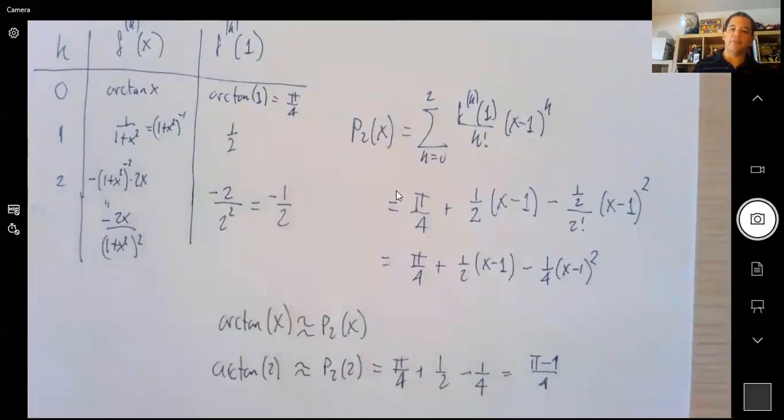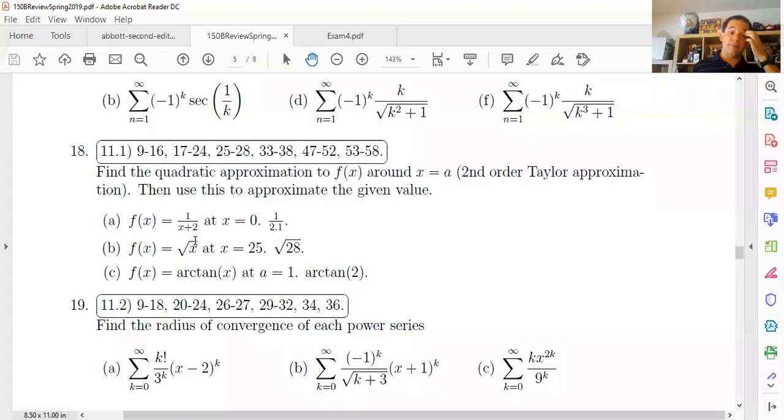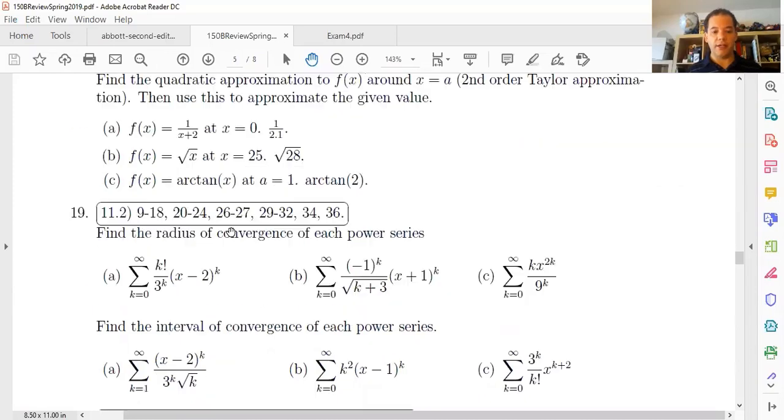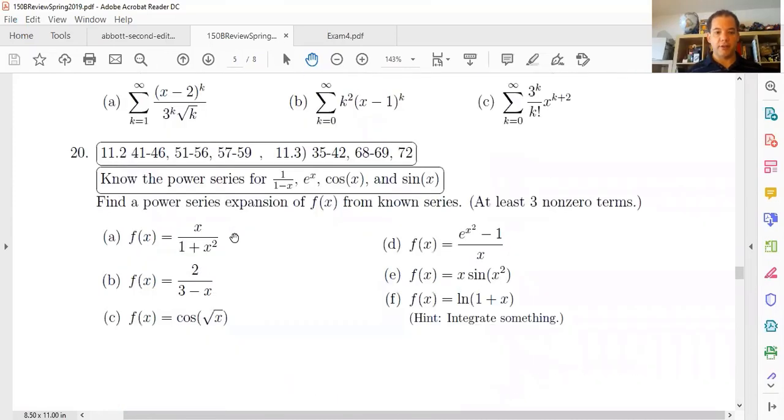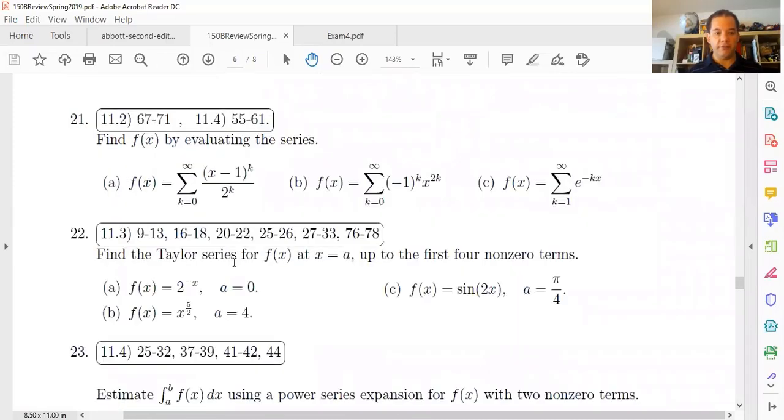Let's go back to the other ones in the list. So the others are done similarly. They're all pretty straightforward. You just need to calculate your derivatives carefully and plug in the numbers, right? There's really not many ideas there. Now let's go over here.